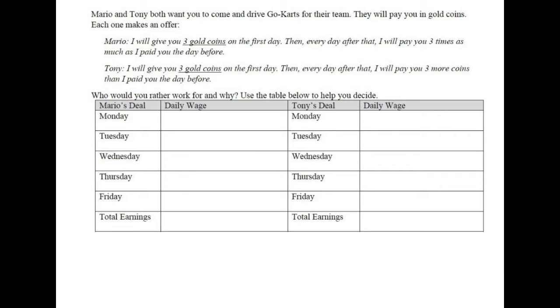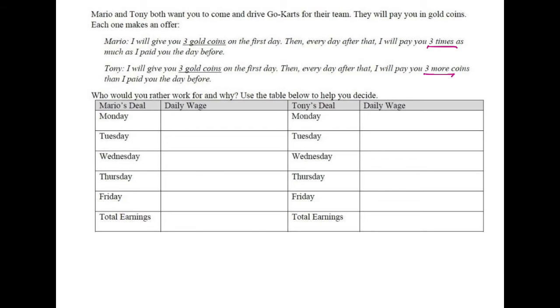Okay, so if Mario says, I will give you 3 gold coins on the first day, then every day after that I will pay you 3 times as much as I paid you the day before. That's going to go here in Mario's daily deal. Tony's daily deal is, I will give you 3 coins on the first day, and every day after that I will pay you 3 more coins than I paid you the day before. Can you see the difference there? We have 3 times as many versus 3 more.